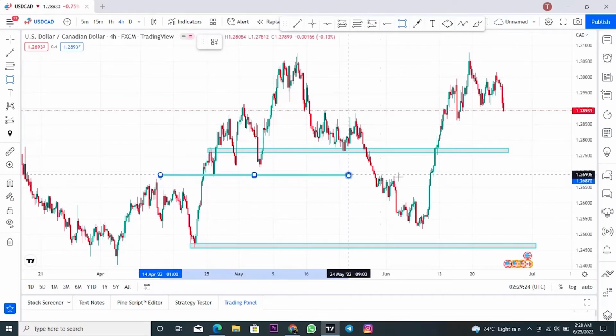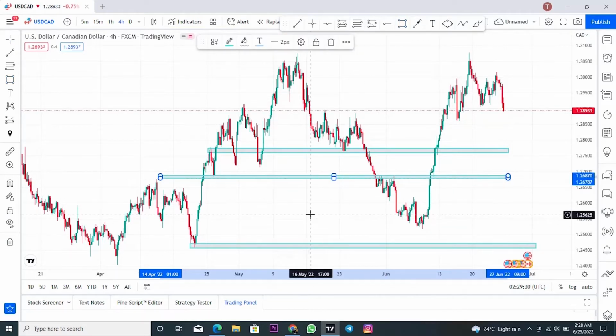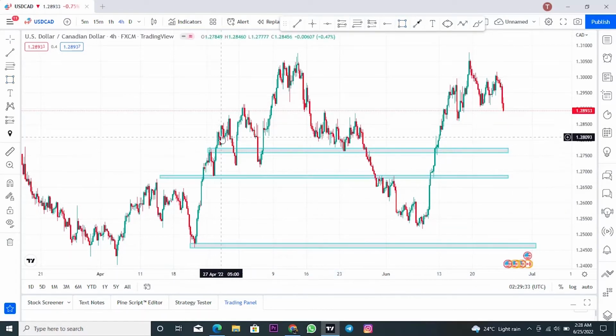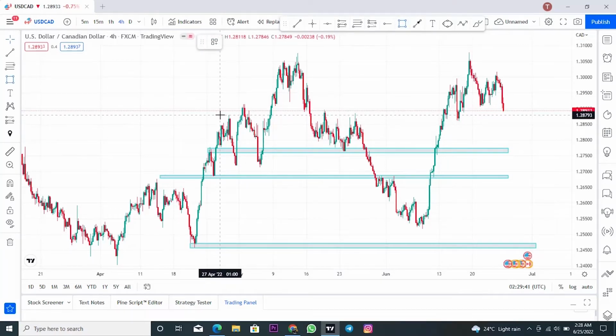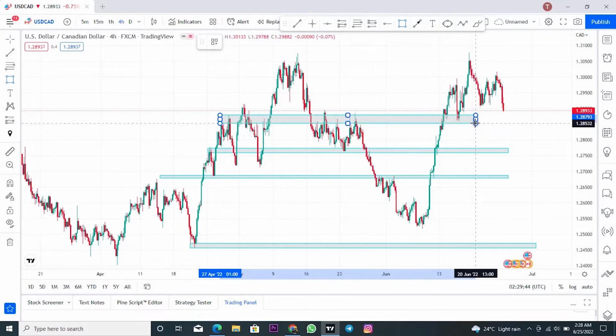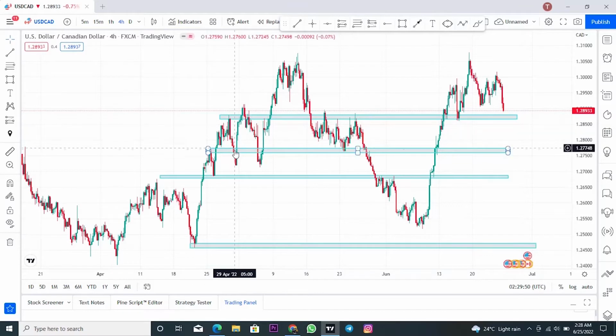So let's draw to cater for it, creating a support zone, and moving impulsively to the upside, creating a resistance zone. Let's do and cater for it here. Let's extend it. So market created a resistance zone right here, then market moved a little bit downwards to this support zone, even coming a little bit down.